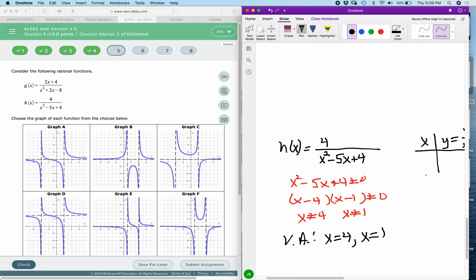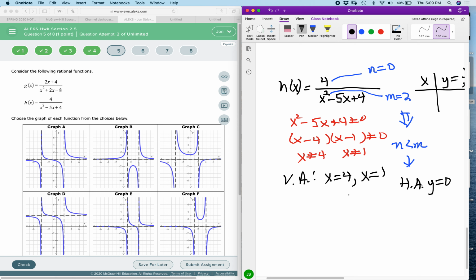In looking at the degree comparison, in the numerator the degree is 0 since we do not have an x term, and in the denominator the degree m is going to be 2. So in the comparison, n is less than m, and in this case we have a horizontal asymptote where y is equal to 0. And in terms of the possibilities, we have all three of these asymptotes.